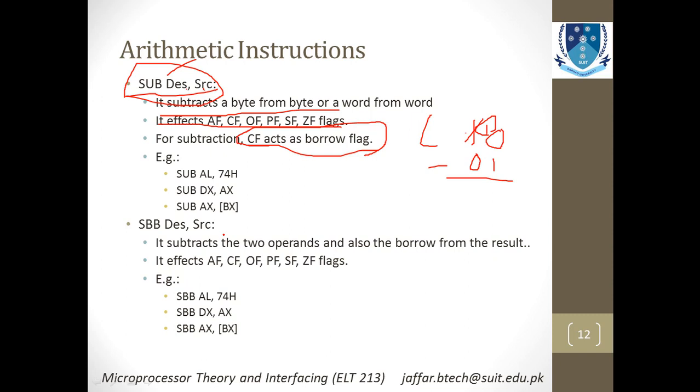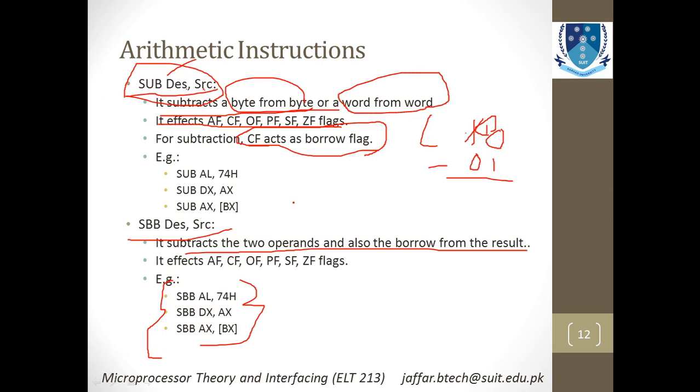Similarly, if you want to subtract two operands, you can use these instructions also, and it will subtract two operands and also the borrow from the result. So this is another example for your subtraction case. In this case you are actually using byte to byte or word to word subtraction. The difference between both of these: in this instruction set you are actually subtracting two operands and the borrow as well.